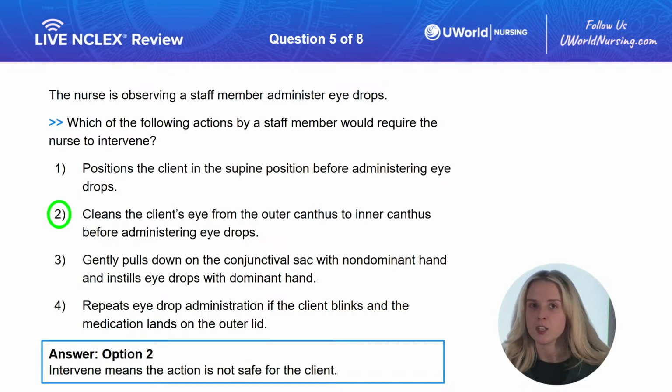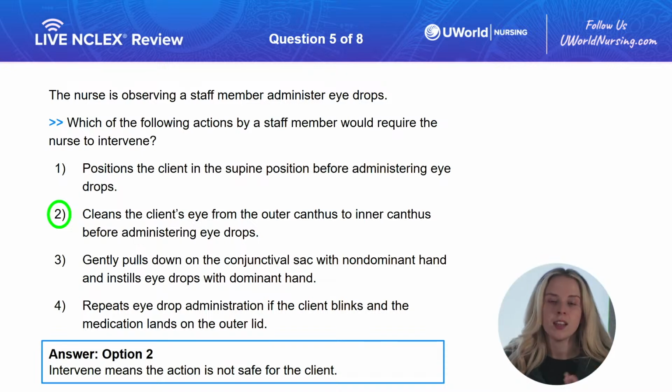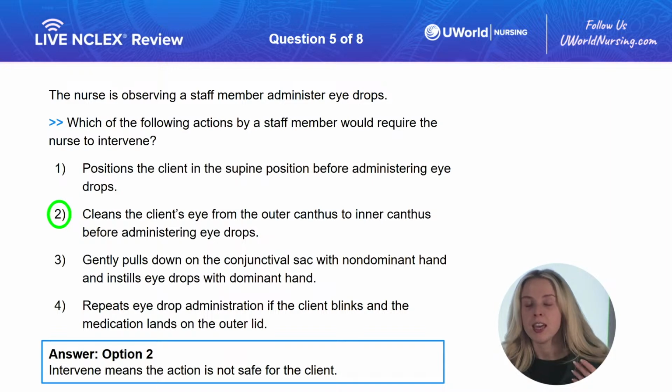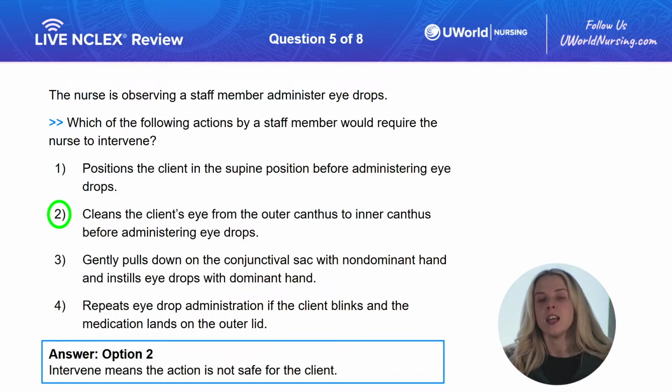Option 4 is repeats eye drop administration if the client blinks and the medication lands on the outer lid. This is also true. You want to make sure they get the medication so they're able to enjoy the therapeutic action of that medication. If they blink, then they're not getting the full dose, and so we would need to reinstill that eye drop. Alrighty, good job, you guys. Again, number 2 was our winner here.